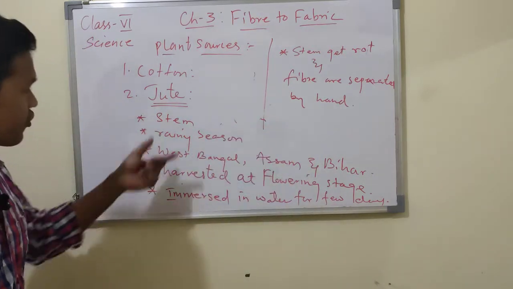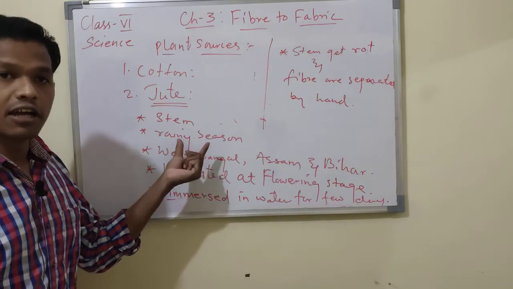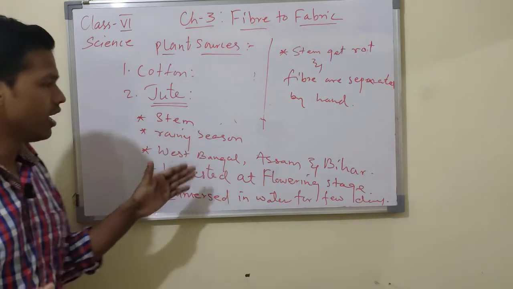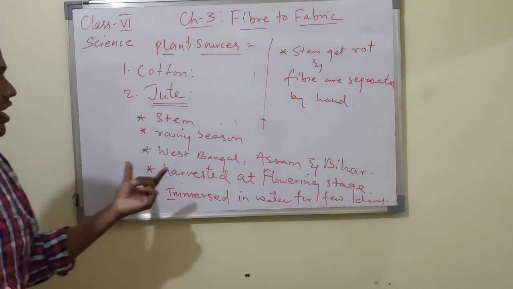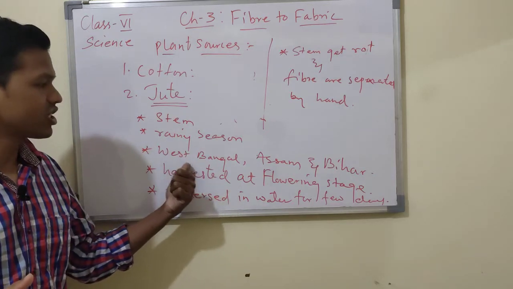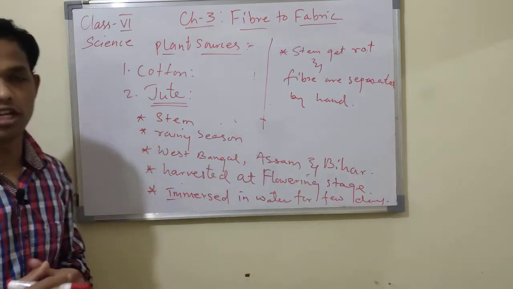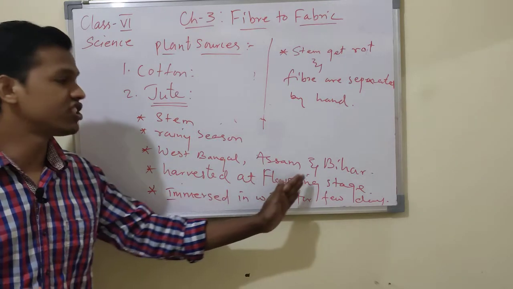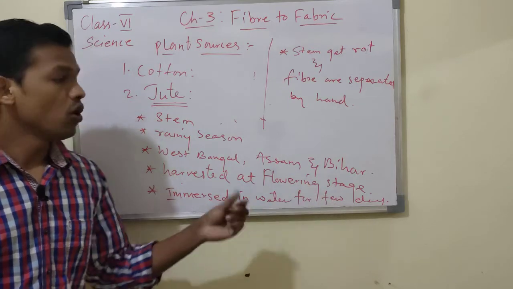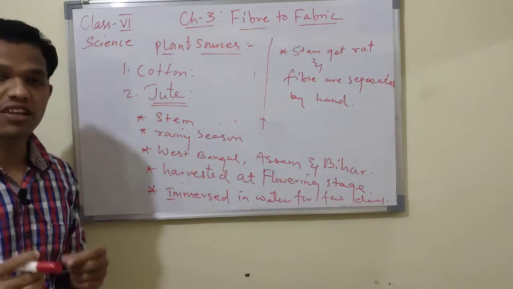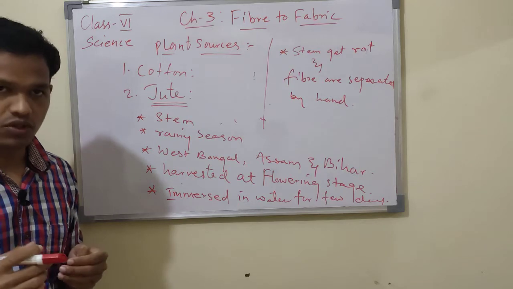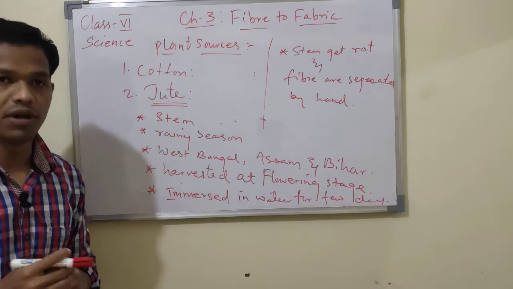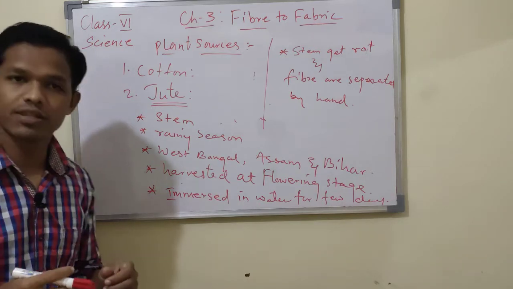So stems are used. Usually these are cultivated during the rainy season. In India, they are grown especially in West Bengal, Assam and Bihar, and these are harvested at the flowering stage. What happens in the flowering stage? The stem becomes matured. The fiber obtained during this stage will be very strong, and it will be flexible itself.